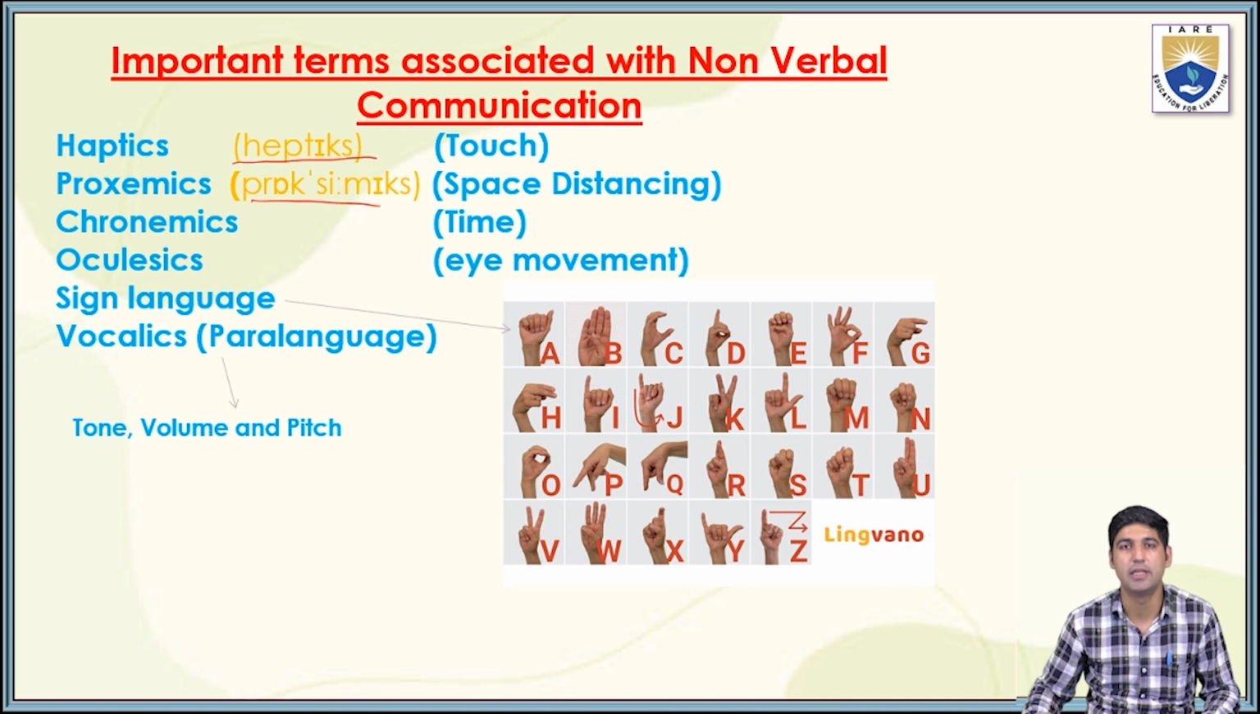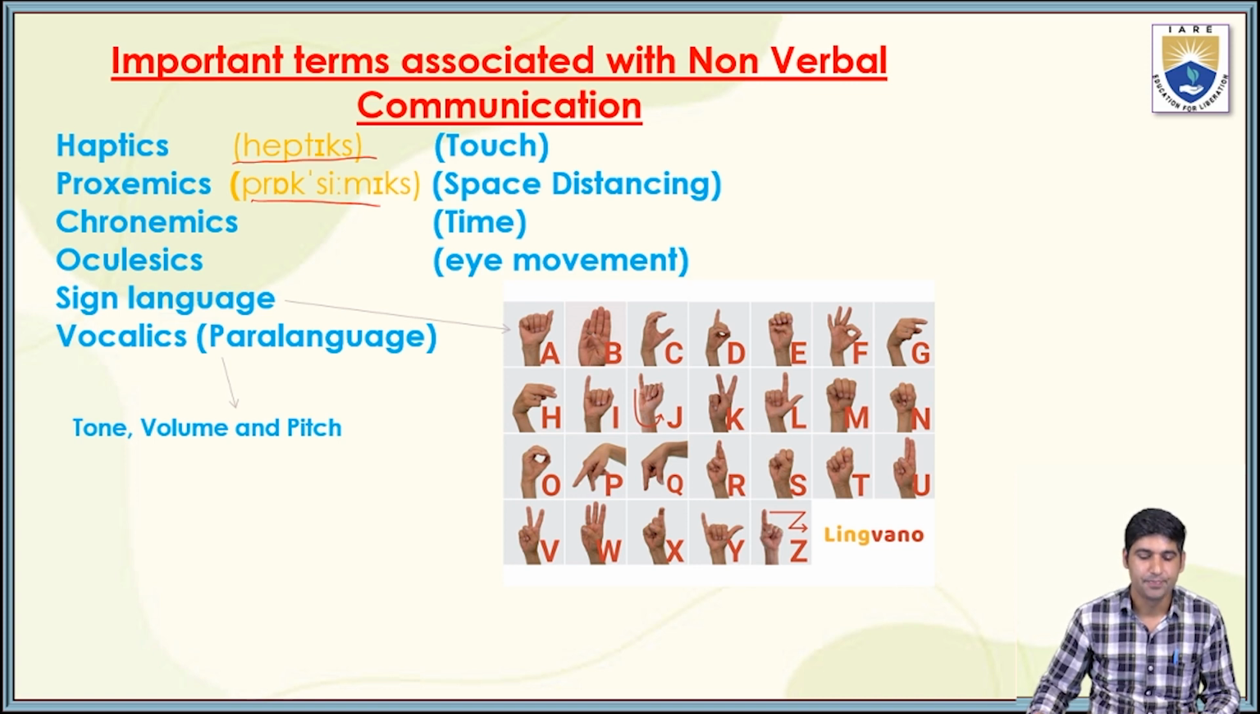Then we have the next term, that is oculesics. It deals with eye movements. We communicate different things with the movement of eyes. So we are showing different things. We communicate with the help of eye movements.